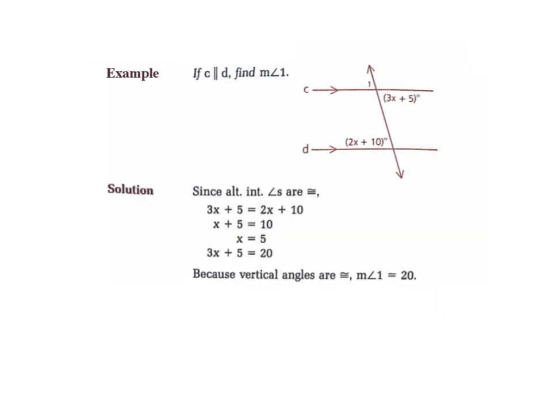So, since alternate interior angles are congruent, I know that 3x plus 5 has to equal 2x plus 10, so I set those equal, and I solve for x. Once I have x is equal to 5, I plug back into 3x plus 5 to find the measure of this angle here, and I find that's 20. Then, because I know vertical angles are congruent, the measure of angle 1 must be equal to 20 degrees. Angle 1 is congruent to this.